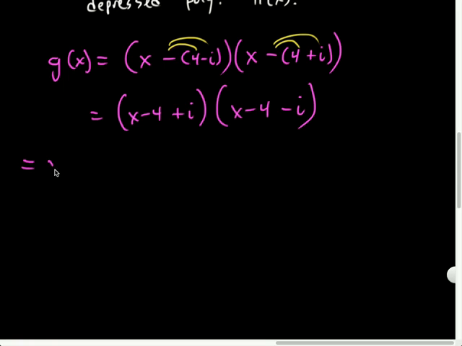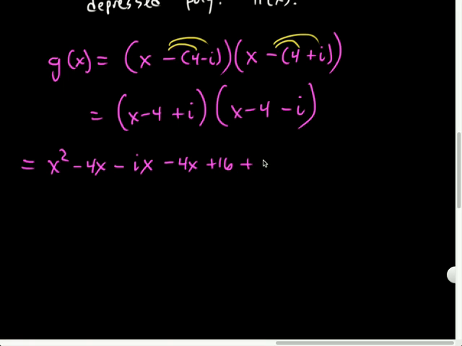x times x is x squared. x times negative 4 is negative 4x. x times negative i is minus ix. Now let's distribute the negative 4 part to all of those. Negative 4 times x is minus 4x. Negative 4 times negative 4 is plus 16. Negative 4 times negative i?